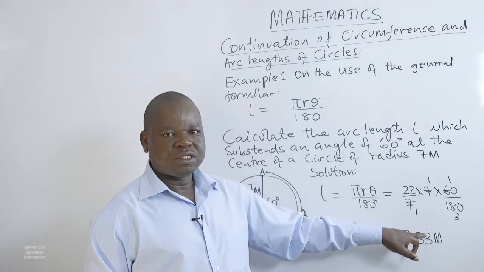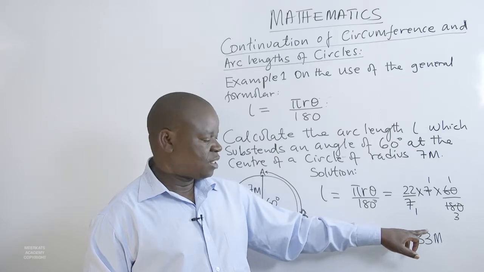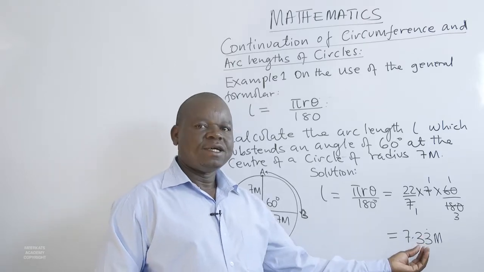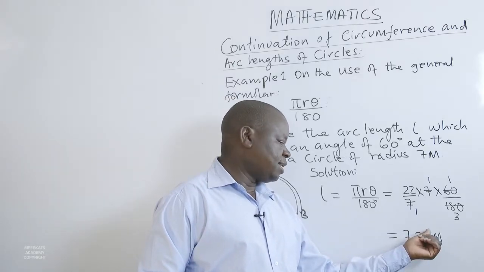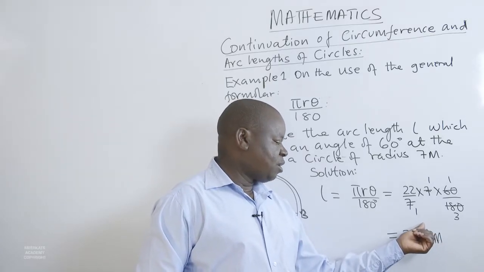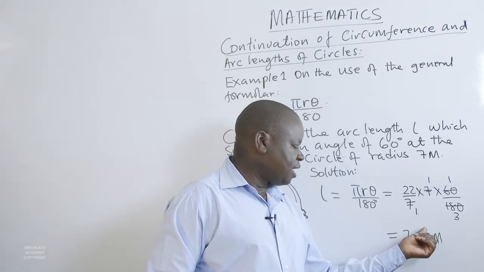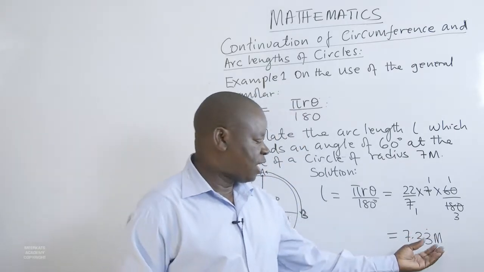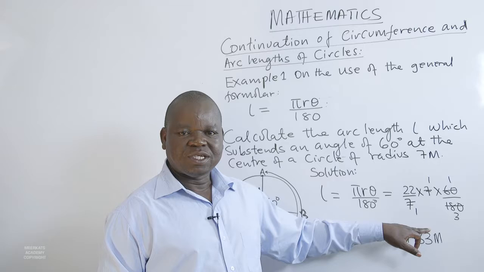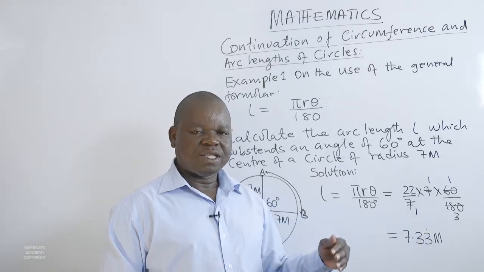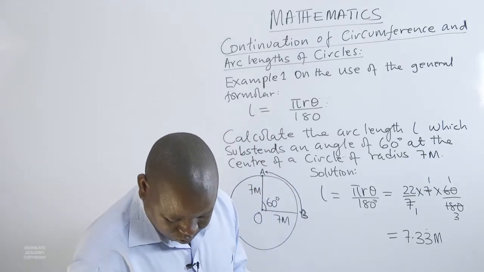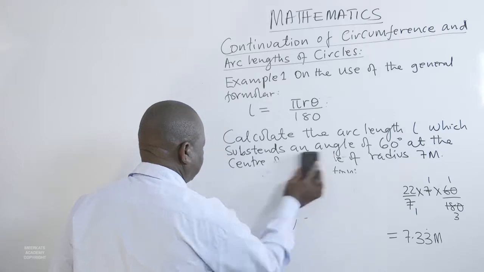Now I have a dot on top of the last 3. It means that the division is recurring. It is infinite. So we put a dot on the last digit if the division is recurring, so that this indicates that we can continue dividing and dividing infinitely without coming to an end. That's why it is 7.33 meters, but the last digit has a dot on top of it, meaning that the division is recurring. Let's look at another example on the same.